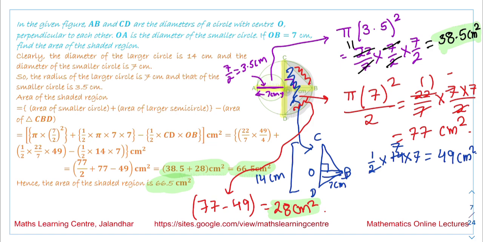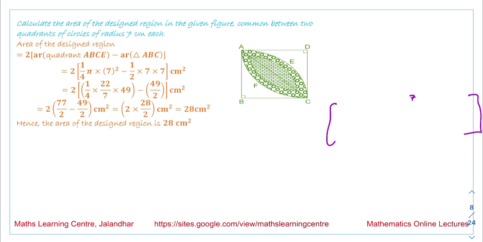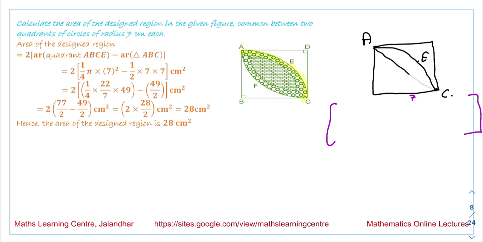Next we have to calculate the area of the designed region in the given figure, common between the two quadrants of circles of radius 7 centimeter each. Now if we look at this figure, this is the whole region we are talking about, and suppose this is the line. We are talking about this AEC portion. This is point A, this is point E, and this is point C, and this is the line AC.